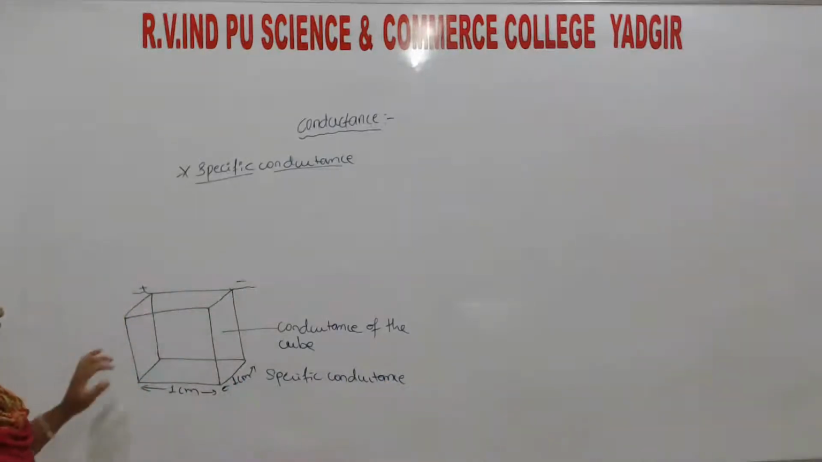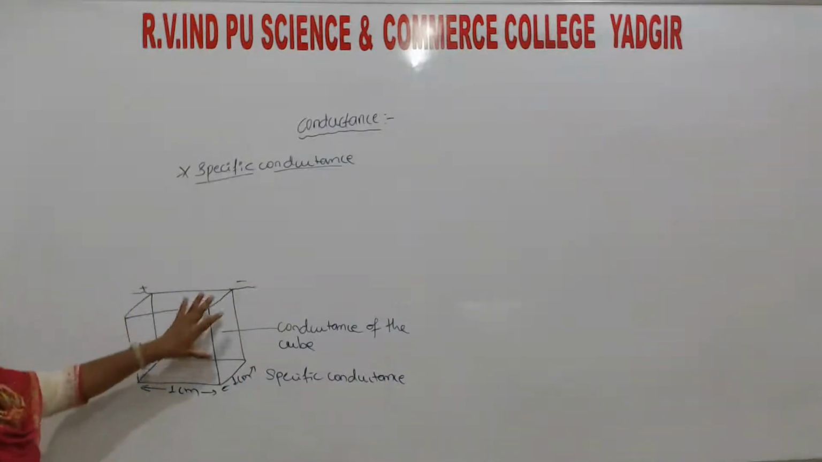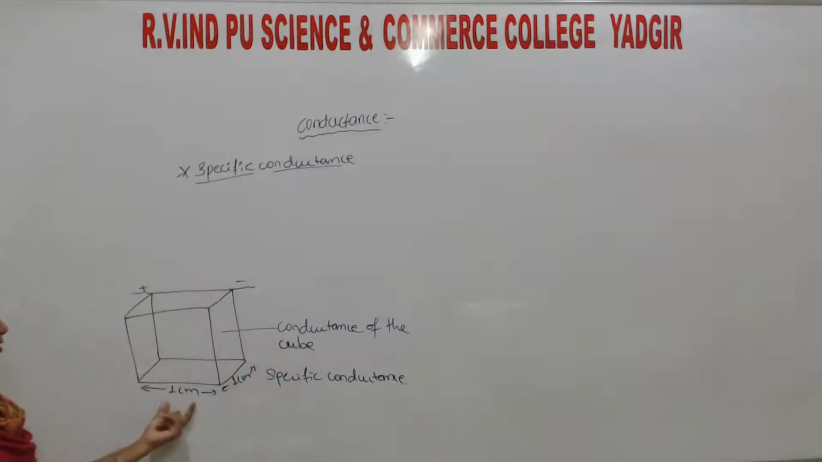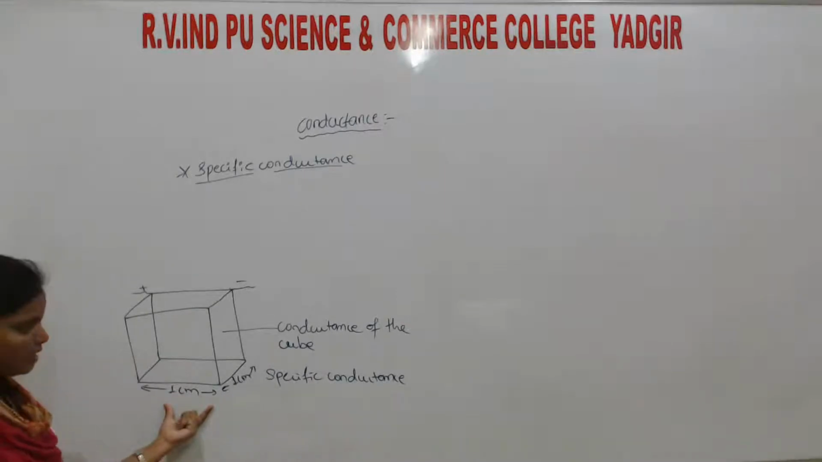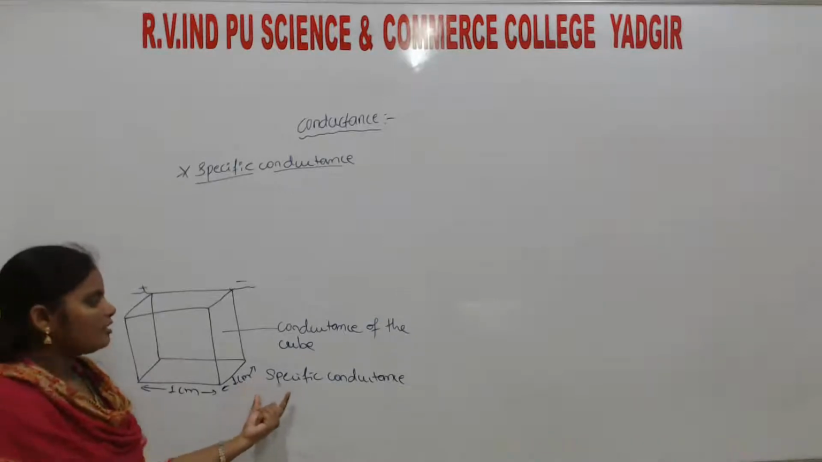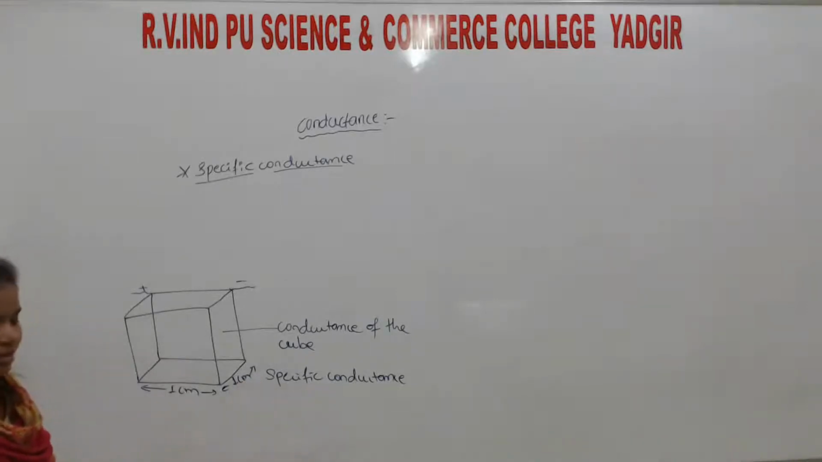In this tube, the conductance of the tube, the distance is 1 centimeter, and this is also 1 centimeter distance. This is known as the specific conductance.